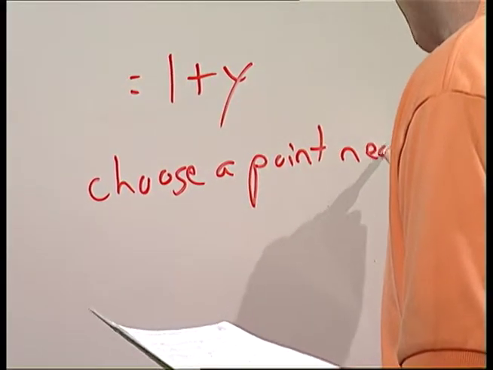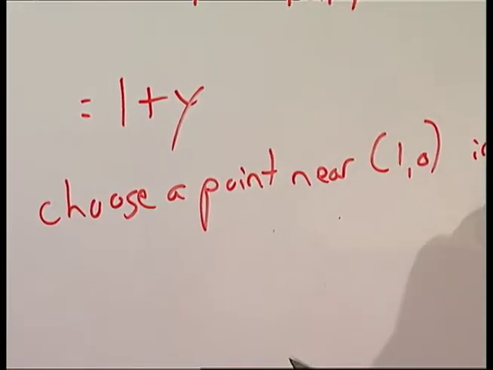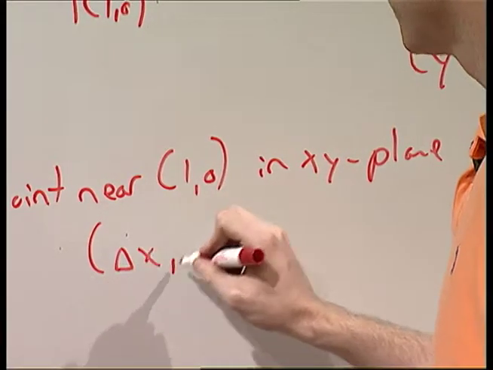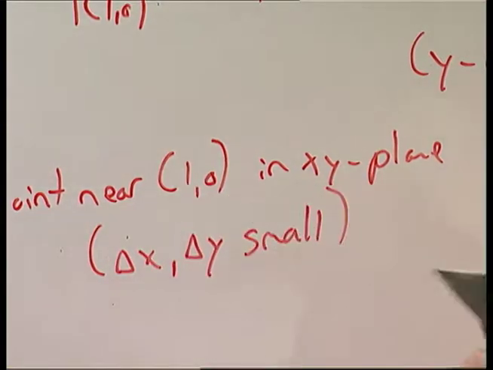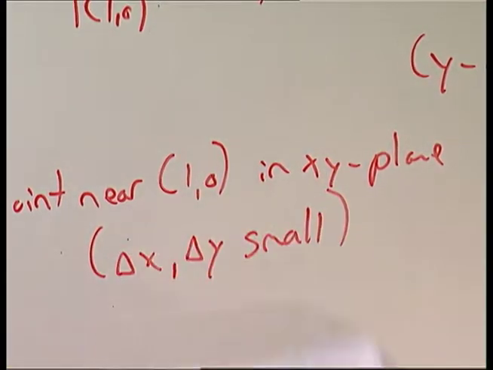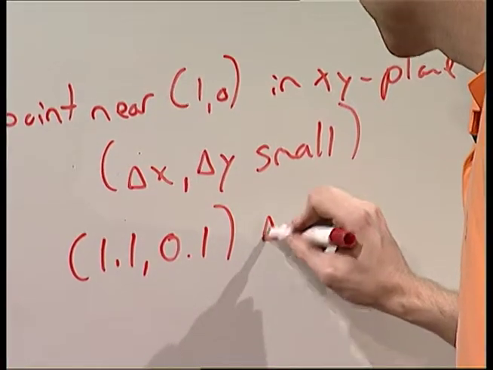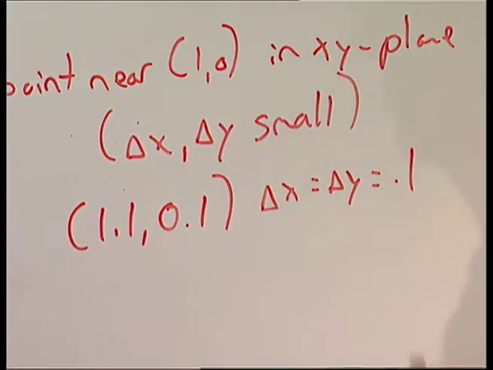Pick a point near 1, 0 in the xy plane. That is to say, you're choosing a point where delta x and delta y are small. You're not moving very far away. So I'll pick 1.1 and 0.1. So delta x and delta y are both a tenth away. Okay, that's not too bad.